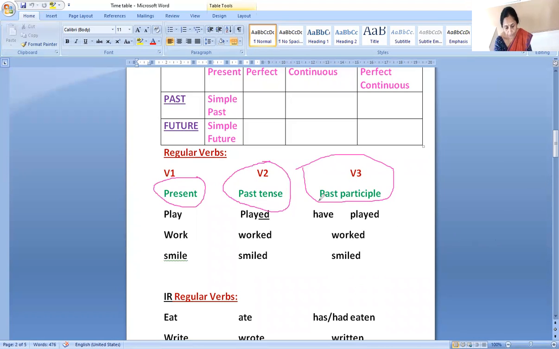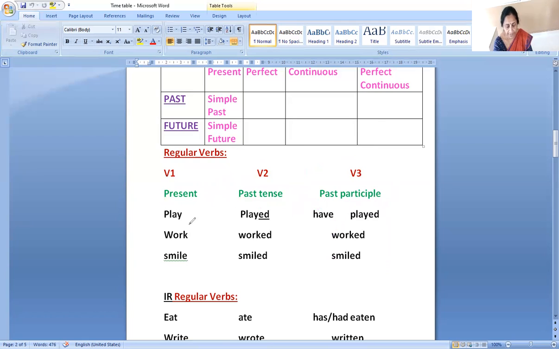Now, how do you get the third form of the verb? Is by adding have, has or had before your verb, then you will get the past participle form of that verb. So I have just added it here, but when we ask you for past participle, you need to only give me these words.